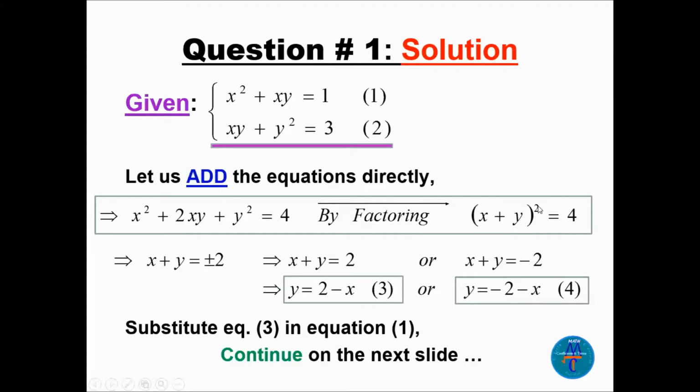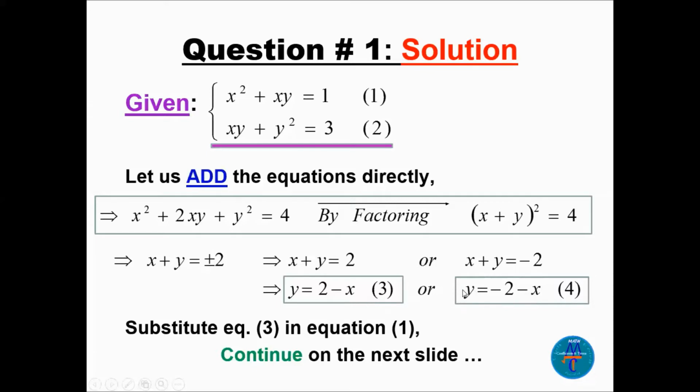Let's take the square root on both sides. So x plus y is equal to plus or minus 2. So I can split this into 2 equations now: x plus y equals 2, or x plus y equals minus 2. Let's solve for y in each one. So y will be 2 minus x. I will call this equation 3. For the second one, I will take y equals minus 2 minus x. I will call this equation 4.